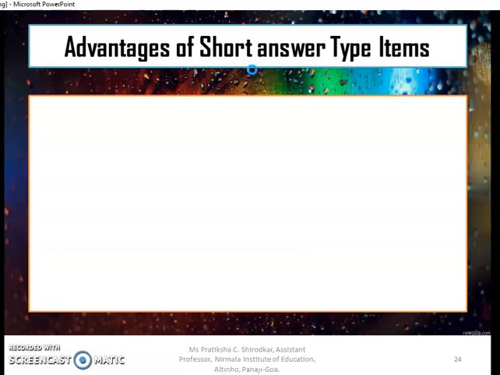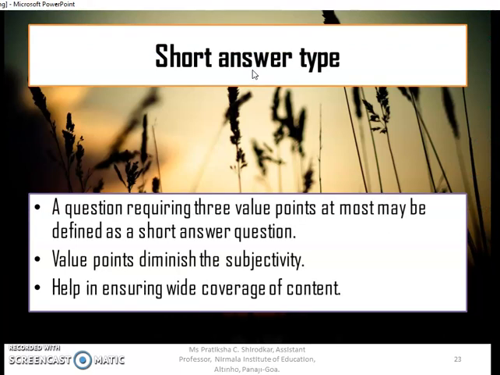Moving ahead. The third type, that is short answer type. The first one was essay type. Second one is objective type. Now third one is short answer type. Now what is a short answer? A question requiring 3 value points at most may be defined as a short answer question. So if the question expects the student to write at least 3 value points, it is considered a short answer type question.